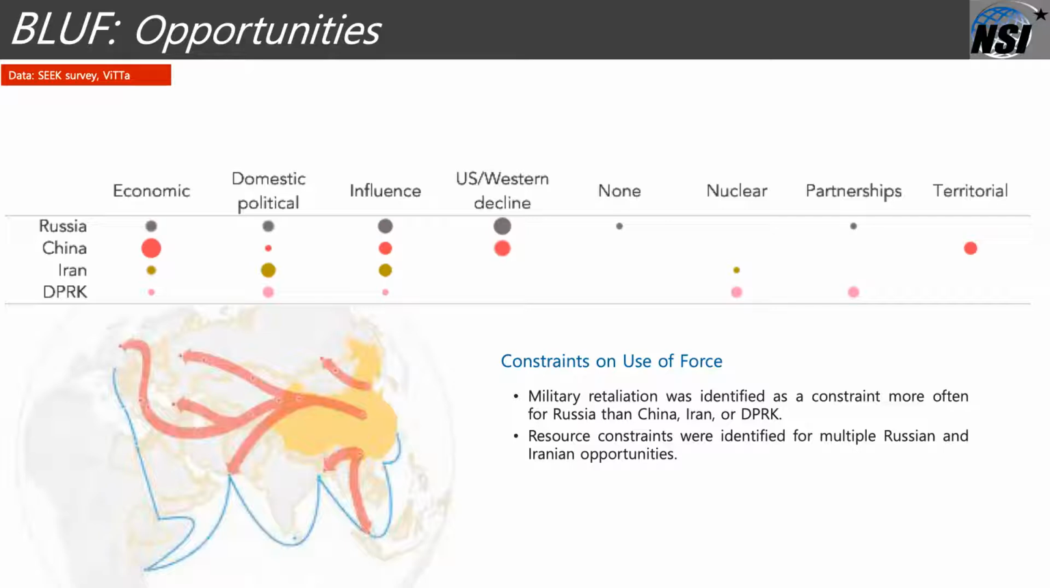Looking at the constraints on the use of force to exploit opportunities, we found military retaliation was identified as a constraint more often for Russia than for other actors. It was also mentioned more frequently as a constraint on pursuing opportunities than it was for countering threats. We can't draw any conclusions about the relative effectiveness of US deterrence from this variation, however, as more of China, Iran, and DPRK's opportunities were economic. Finally, resource constraints were identified as a barrier to multiple Russian and US opportunities.